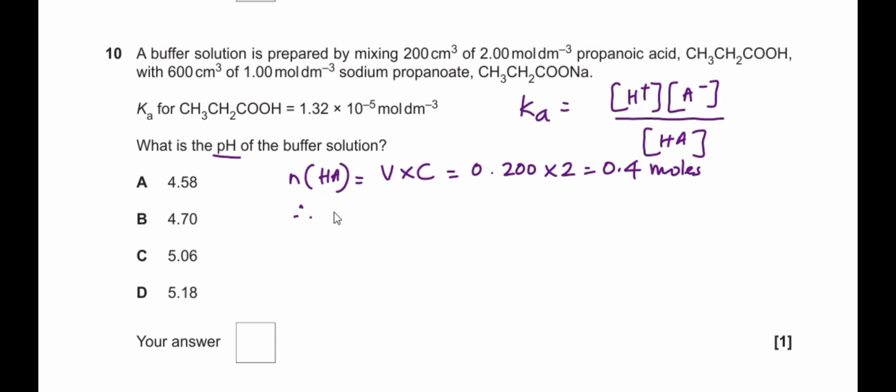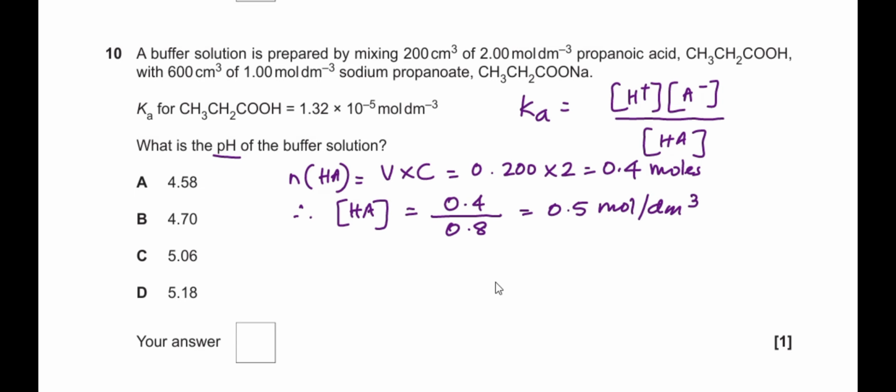Right. Therefore, the concentration of the acid will be equal to 0.4 moles divided by the volume. Here, a common student error is just taking the 200 cubic centimeters once again, which is incorrect. We need to look at the total volume of the solution, which is 200 plus 600. Therefore, it is 0.8 dm cubed, which gives us 0.5 moles per dm cubed concentration of the acid.